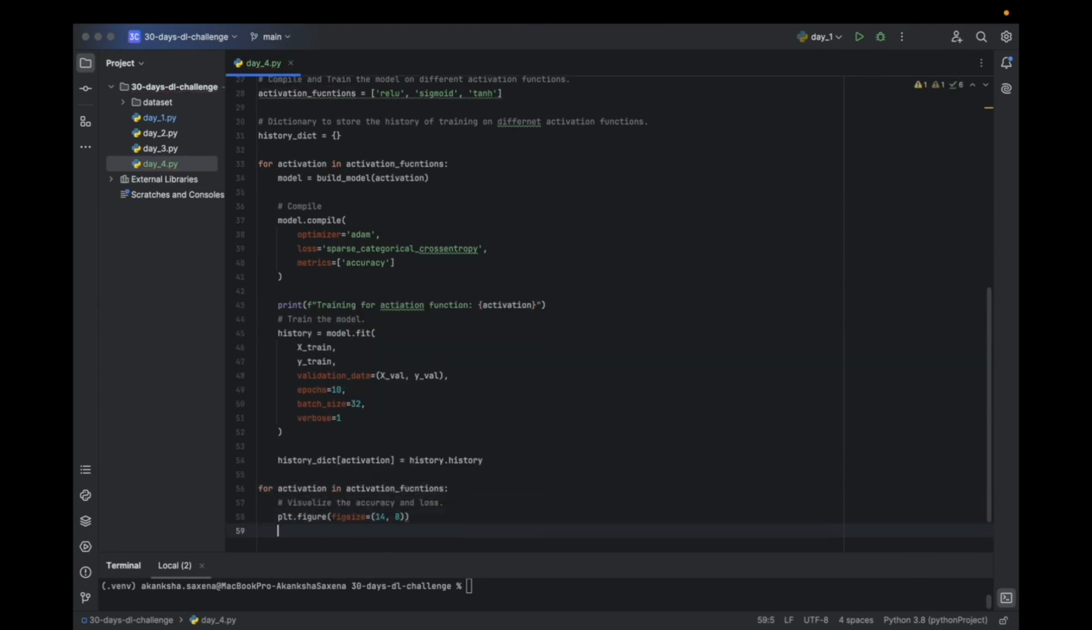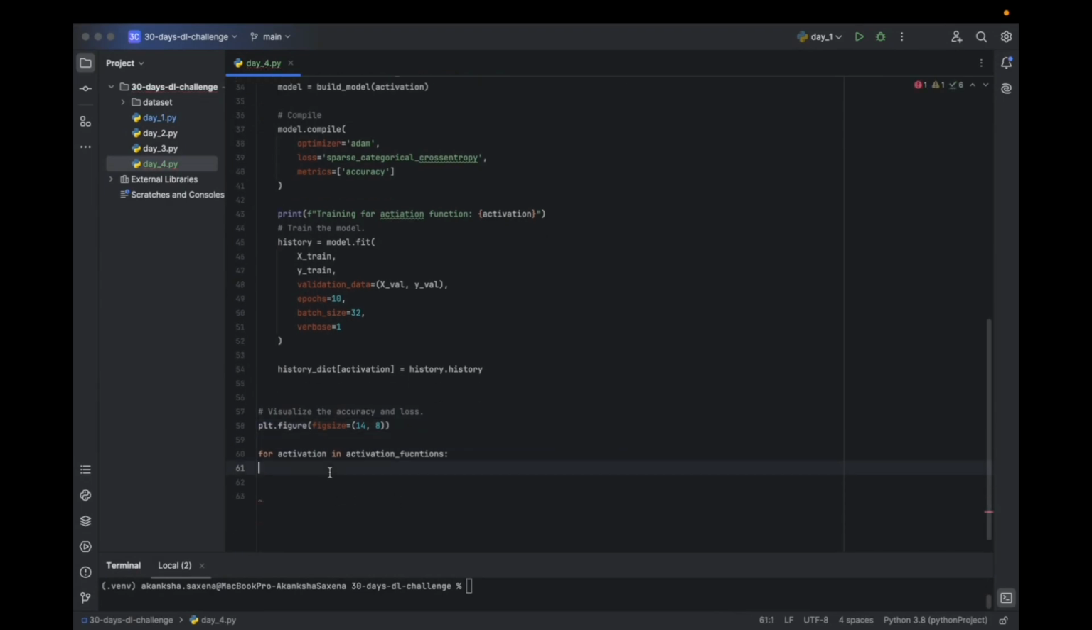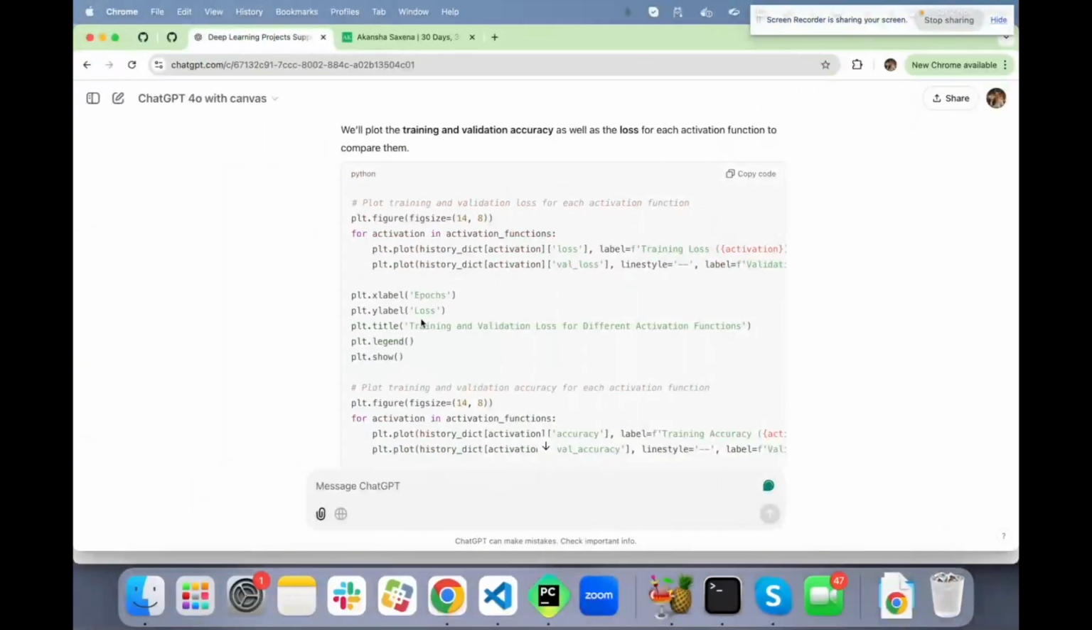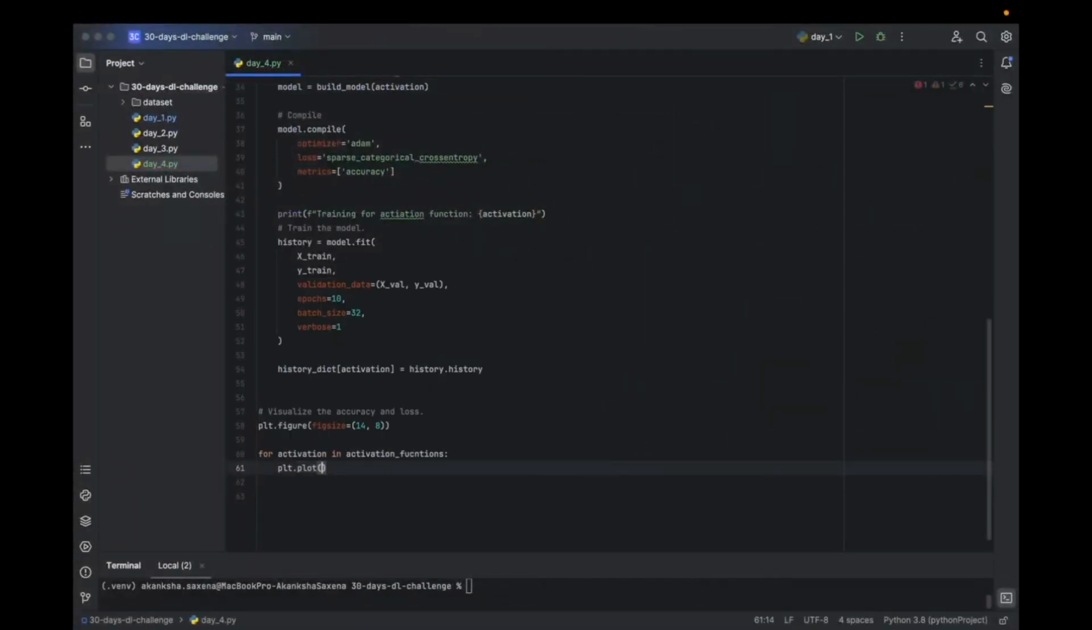So visualize it. Sorry, this should come out. Why? Because this is not dependent on the activation. This is a generic thing. Yes, so we are going to plot history dictionary. Here the activations are going, and here we are going for the loss.